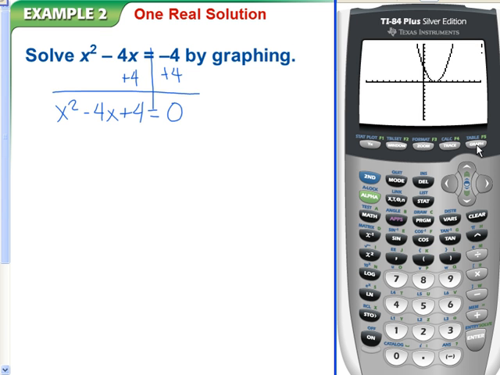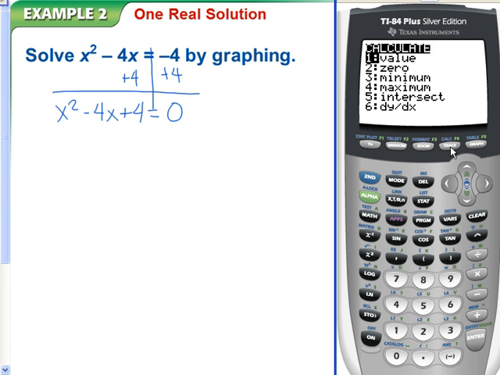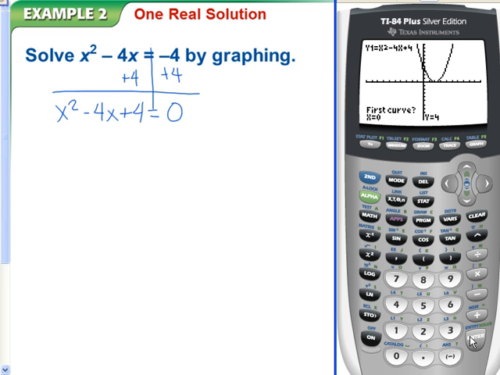Now if we look at this graph, we can tell that there is only going to be one solution because it only touches the x-axis once. So we only have to find that one number, second trace 5, enter, enter, enter. And so now it says 2.0008.